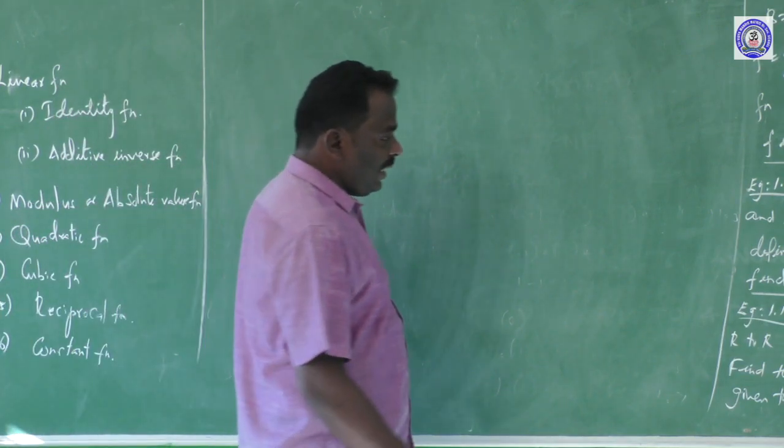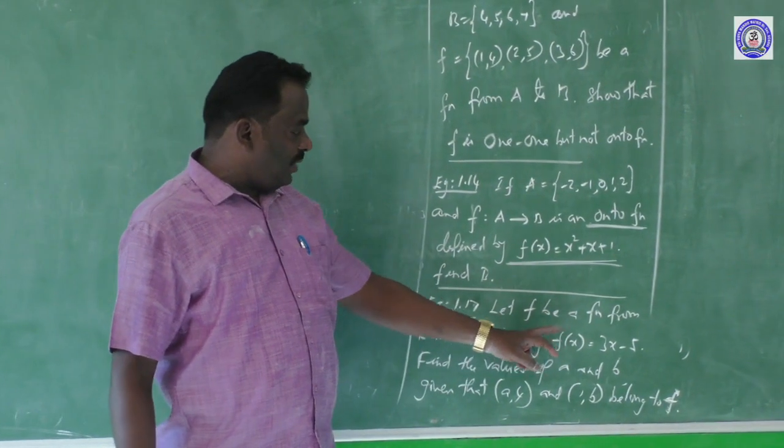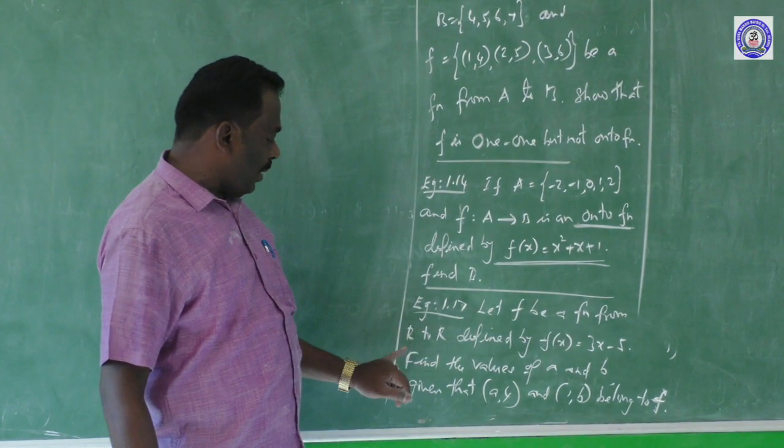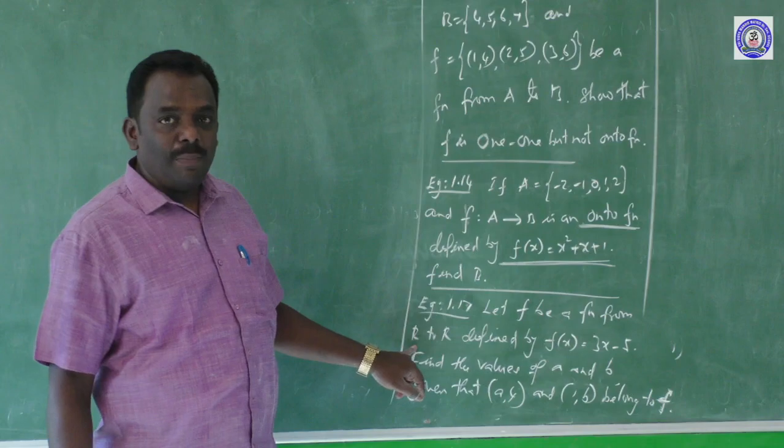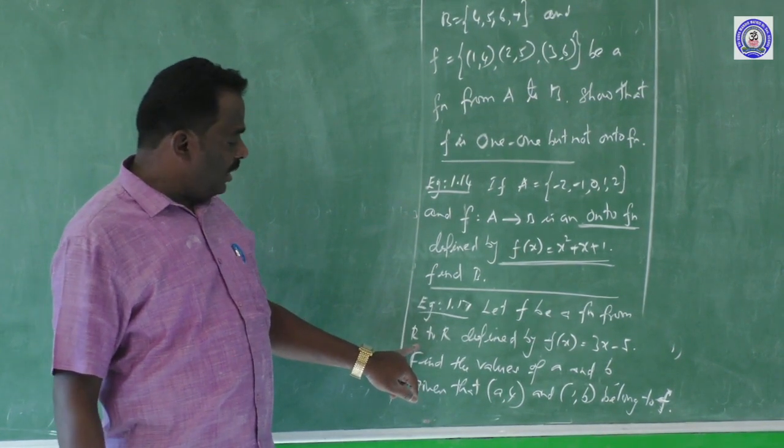Now let us see the next example, number 1.17. The function f is from capital R to capital R. What is capital R called? It is called the real number set. All elements in the set are called real numbers. It is the biggest set.